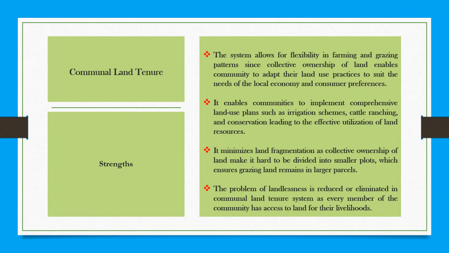Again, one other strength is that it enables communities to implement comprehensive land use plans, such as irrigation scheme, cattle ranching, and conservation. And this leads to effective utilization of land resources. Because land is collectively owned, it is easier for members of the ownership of such land to agree on how comprehensive use of that land can be done. And that is why in some cases such land permits the use of irrigation. They lead to establishment of large cattle ranches, and even others are designated as conservation areas.